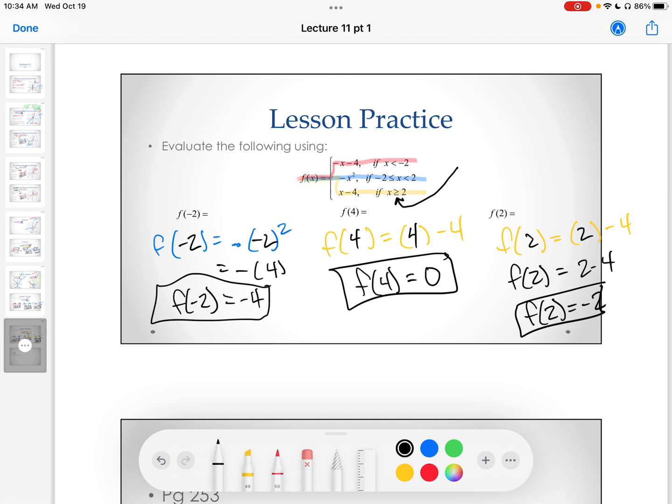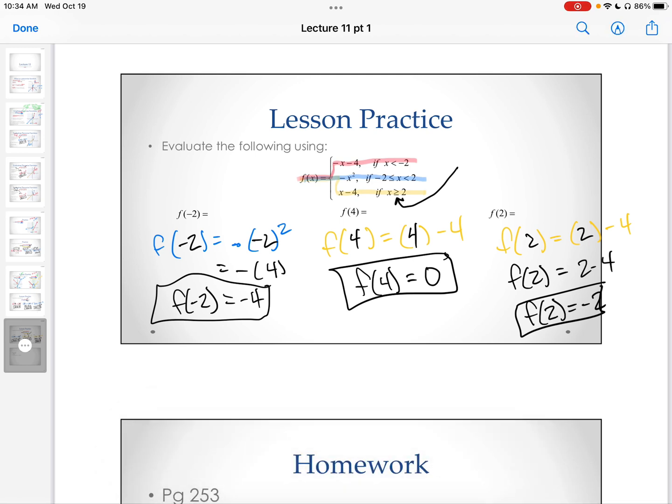So that is all of your piecewise function notes. I do apologize for these being a little bit longer, but after your lecture 12, you guys should have the time.